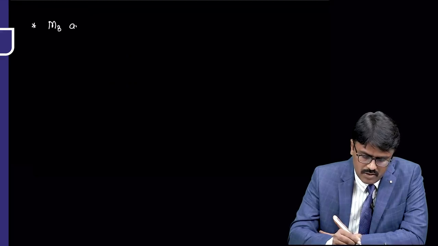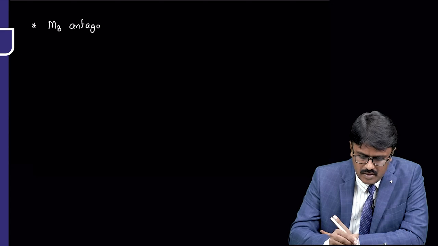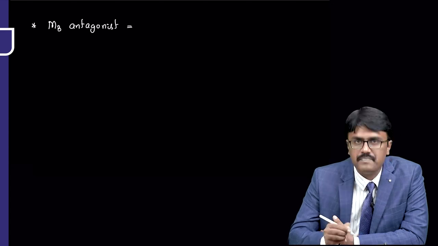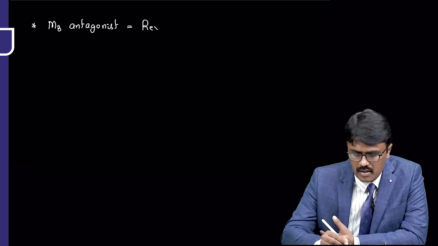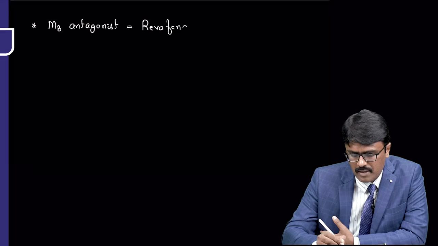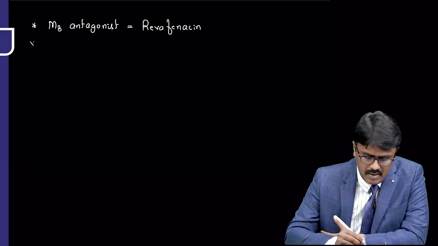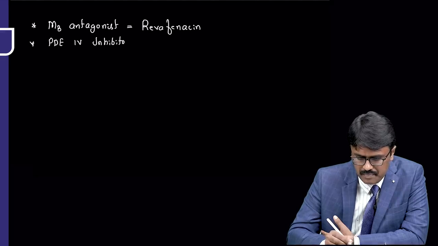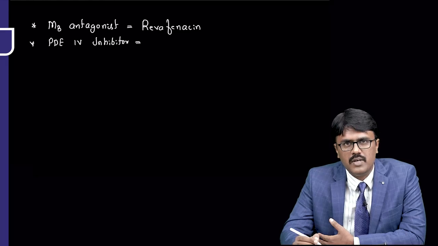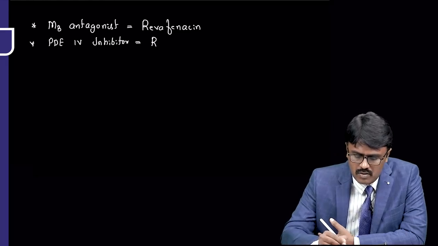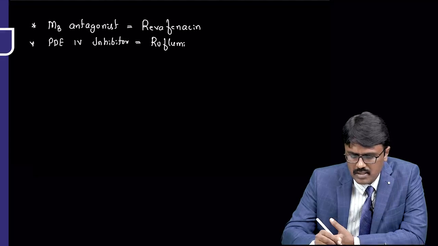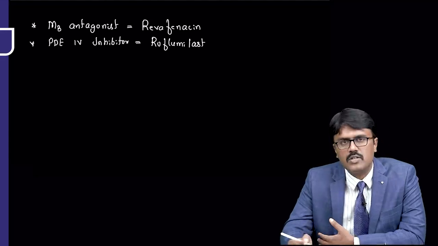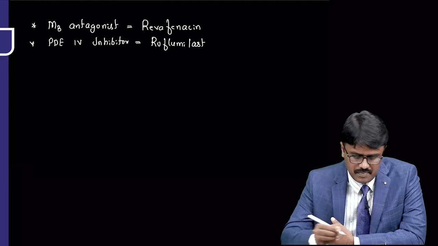Yes. We have an M3 antagonist for COPD. What is the name? Any idea? The name is called revafenacin. Then we have a phosphodiesterase 4 inhibitor. The name is called roflumilast.